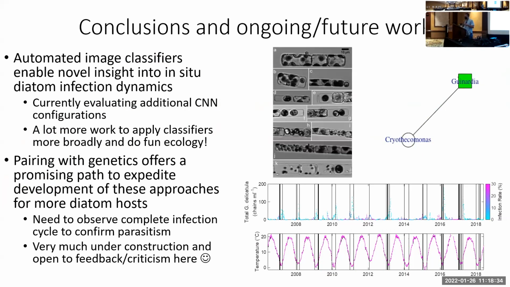I'll conclude there and just summarize. We're pretty excited about these automated image classifiers, applying them to look more into the dynamics of infection in this model system. Again, this is very much ongoing, so I'm evaluating a couple different CNN configurations and trying to get the best estimates of infection we can get. And then there's a lot of fun ecology and oceanography to do once we do that.